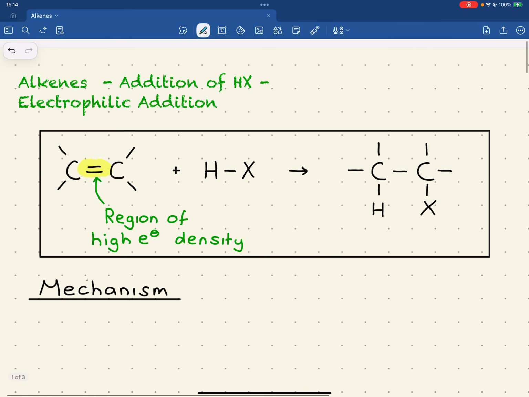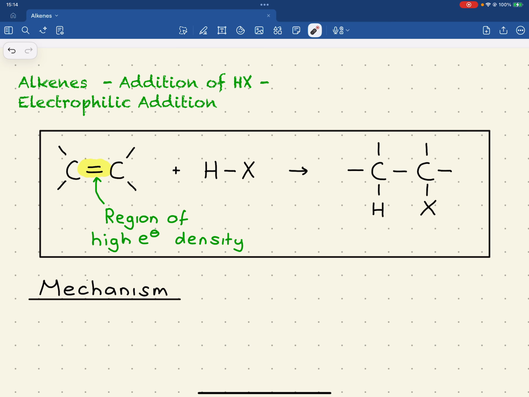Hi everyone, in this video we're going to look at one of the reactions of alkenes, which is the addition of a hydrogen halide via an electrophilic addition reaction. You can see that the alkene carbon-carbon double bond is a region of high electron density, and this pi bond within the alkene is going to act as a nucleophile, attacking an electron deficient species, which is this hydrogen, and then we have the addition of the halide in another step.